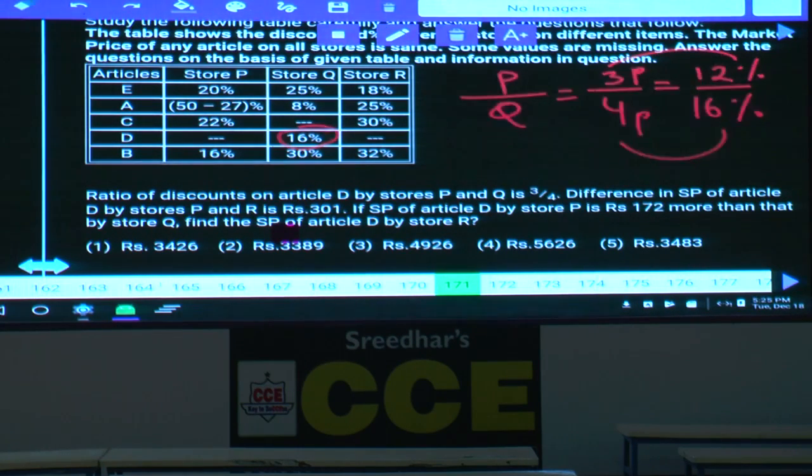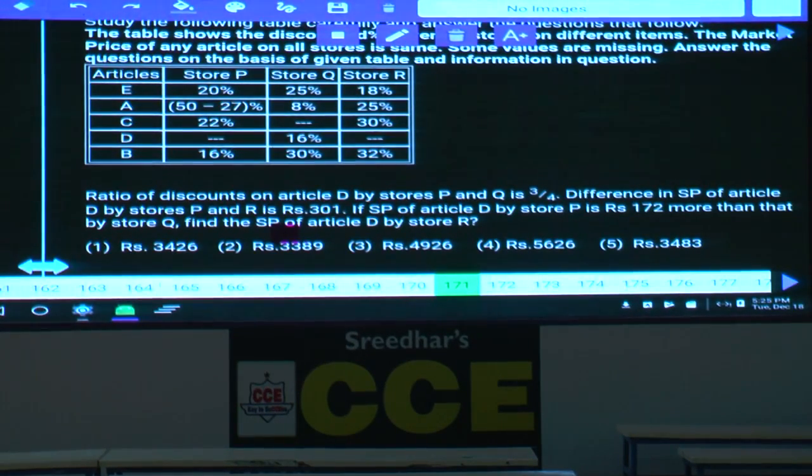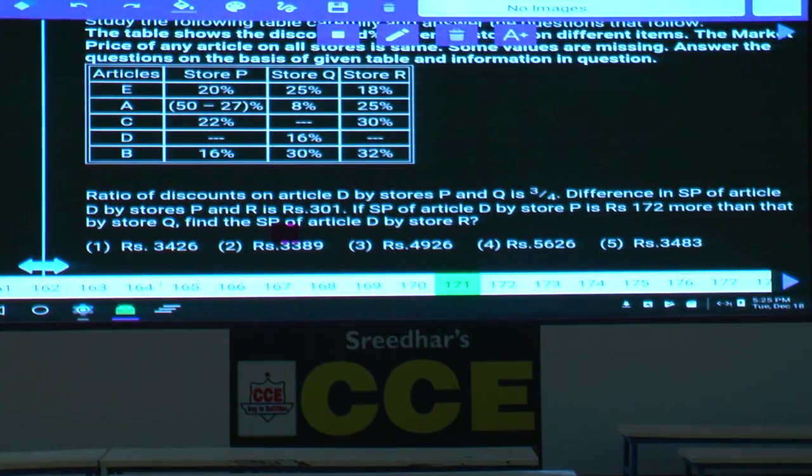Next, difference in selling price of D by P and R is 301. Don't have information about R, so forget about it, we'll discuss that later. If selling price of article D by store P is 172 more than that of Q, find the selling price of article D by R. Now, what is the discount percentage offered by P? Discount percentage offered by Q? Difference 4%, right?